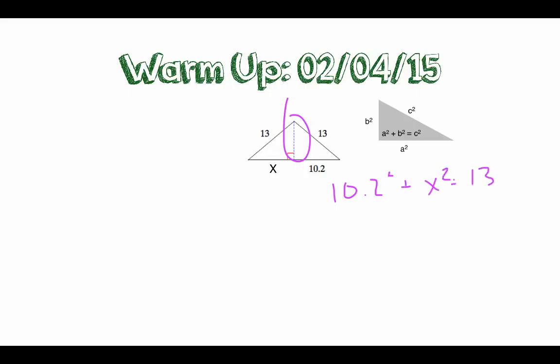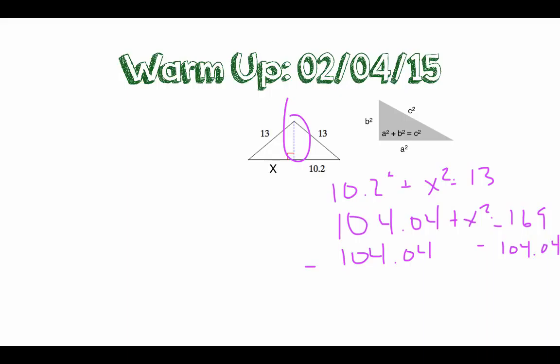Once we solve this out, 10.2 squared is going to be 104.04 plus x squared equals 169. Take the 104.04 away from both sides. That's going to give us x squared equals 64.96. We could take the square root there, and we get x equals, the square root of that is about 8.1.